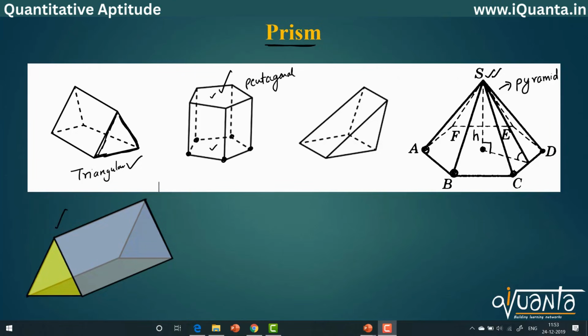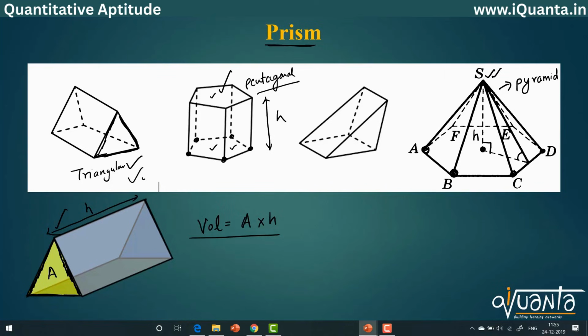So how to find out the volume of a prism? Volume of a prism is nothing but area of base into height. This will be the base that I'm considering. Its area will be equal to A of this triangular base, and height will be this length. So volume of a prism is area of base into height. In the case of pentagonal prism also, you'll find out the area of base and then you'll multiply it by the height over here. So mostly questions will be based upon triangular prism.